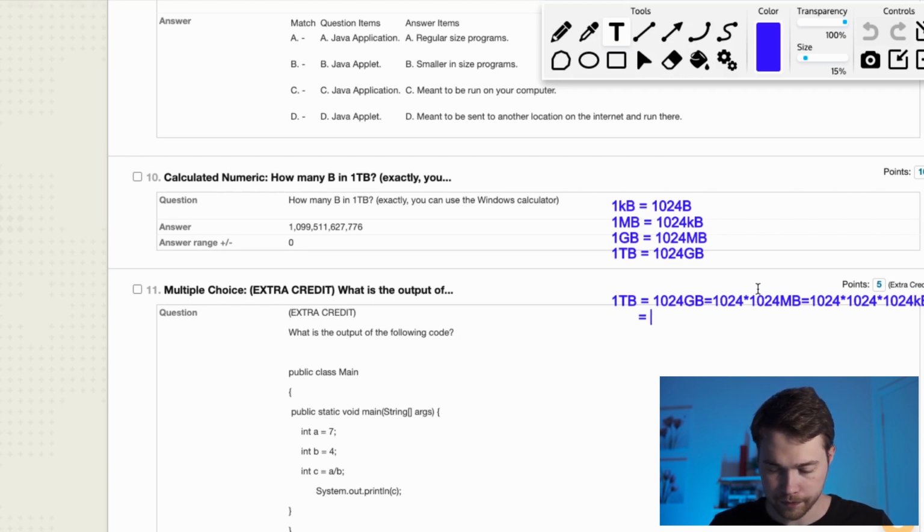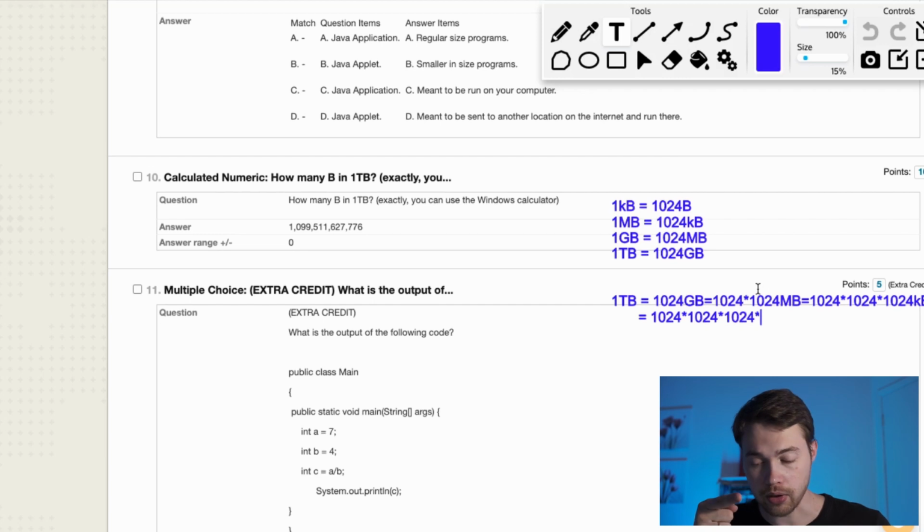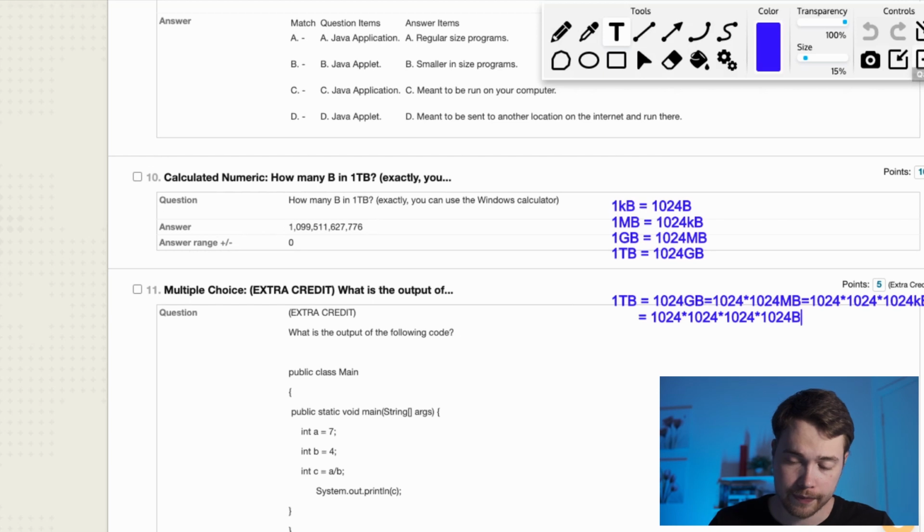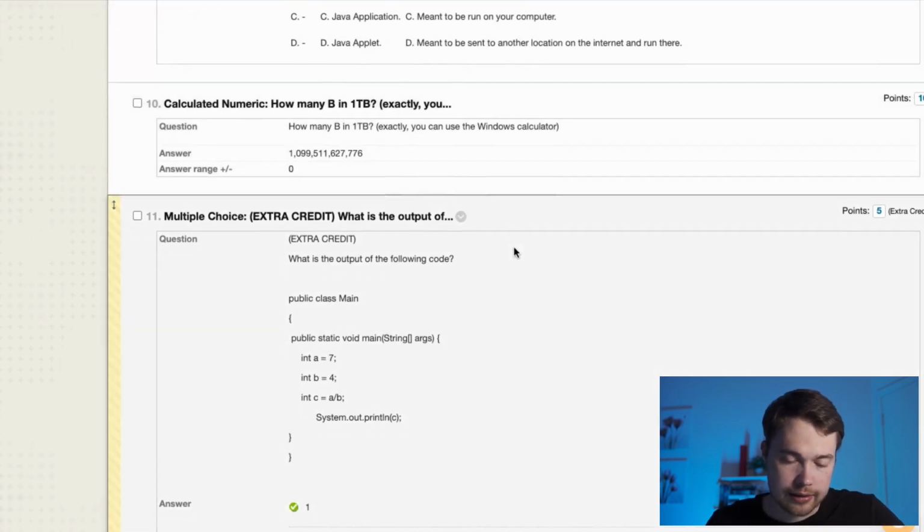Okay. So now it's 1024 times 1024 times 1024 kilobytes. Right. Now, what is 1 kilobyte? It's 1024 bytes. Okay, and that's pretty much it. So if you multiply those 4 numbers together, you'll get what I have in here, this number. So that's the exact number of bytes in 1 terabyte. Hope it makes sense.